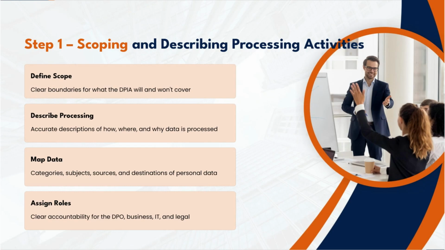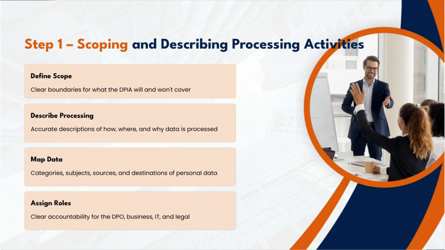Here's a truth that surprises many. Most DPIAs that go wrong don't fail at the risk stage. They fail right at the start, in scoping. Get the scope fuzzy, and everything built on top of it wobbles. It's a bit like building a house on a shaky foundation. So, what will you take away here?